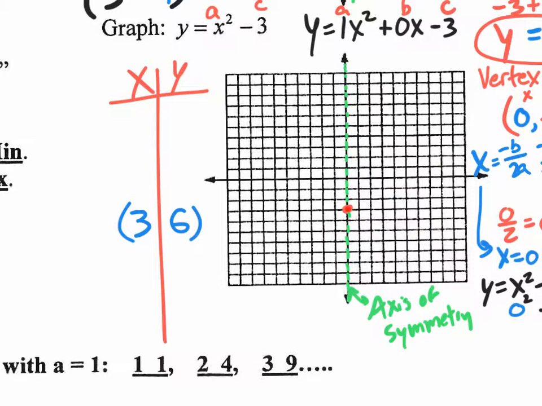From the vertex, you're going to go 1 over, 1 up, and put a dot right there. Then you go back to the vertex and do the 2, 4 part. So from the vertex, 2 over, 4 up. Now, why am I going up instead of down? Because the a is positive. If it were negative, I'd be going 1 over, 1 down, and 2 over, 4 down. But it's positive, so I'm going 1 over, 1 up. I'm going 2 over, 4 up, right there. And I'm going 3 over and 9 up.